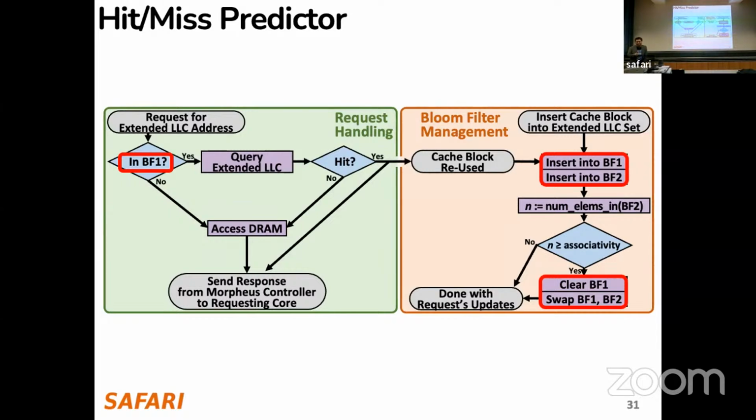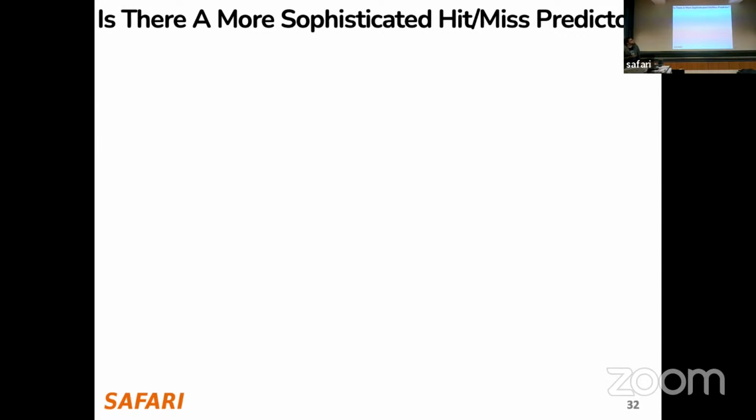So at this point, let's try something interactive to wake everyone up. Hit-miss predictor. It should hopefully ring a bell. Do we know of any more sophisticated hit-miss predictors?